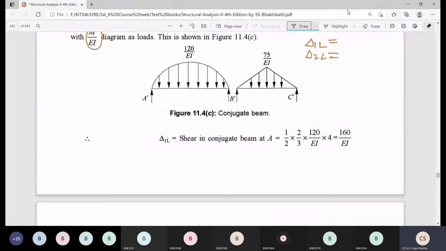So delta 1L will be the displacement due to loading at coordinate direction 1. That means delta 1L will be equal to the reaction at A. Delta 2L is the moment at coordinate direction 2, so delta 2L will be equal to RB.